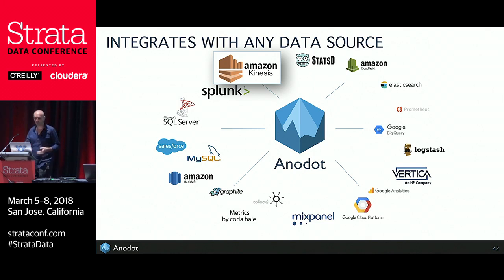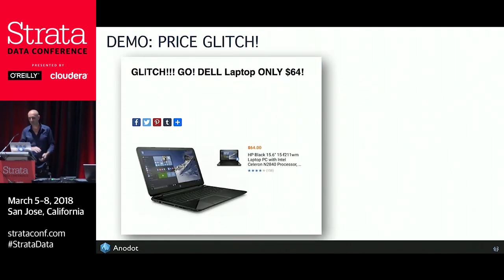So I'll now do a demo and describe how you can connect KINESIS to Anodot and get a real-time alert for a specific use case. What I want to demo today, and this is a live demo, which is always scary because I need to generate the anomaly on the fly, and you'll see in a second how I do that. I hope it works. Price glitch.